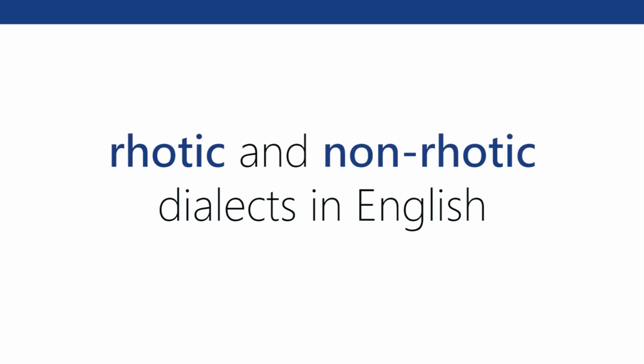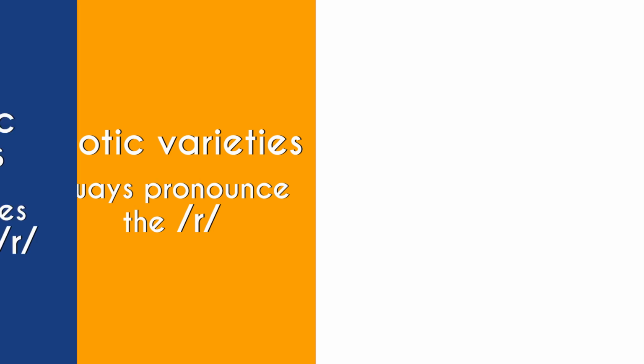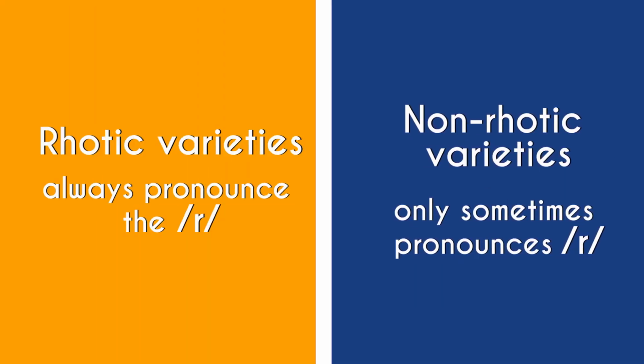In all dialects of English, you have the sound R. You pronounce the R, or you can pronounce the R. A rhotic dialect in English is a dialect in which the sound R is always pronounced. Always. That's the key. A non-rhotic dialect of English is a dialect in which R is sometimes not pronounced.